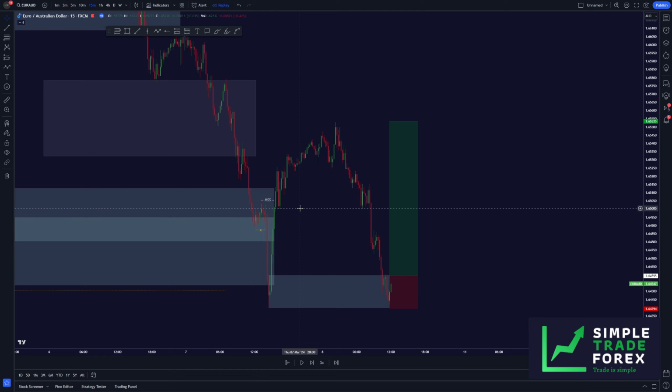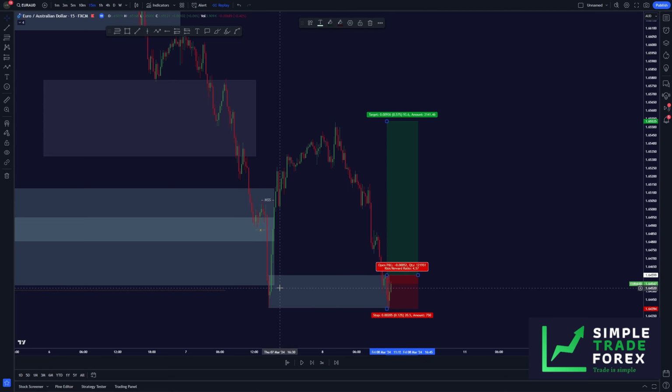So we just mainly wait for a 15-minute confirmation on our 4-hour POI. Simple, right? And after this confirmation, we simply mark 15-minute order block, set our trade, and wait for the price to come.